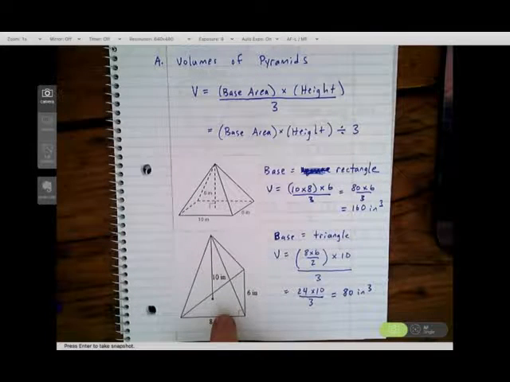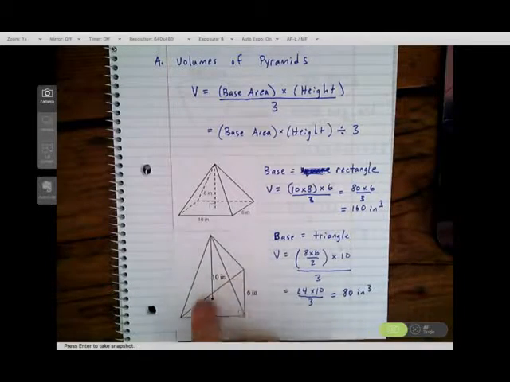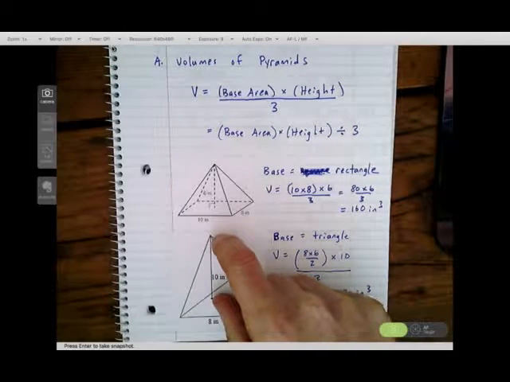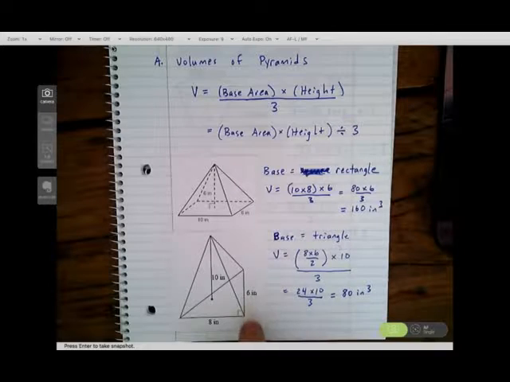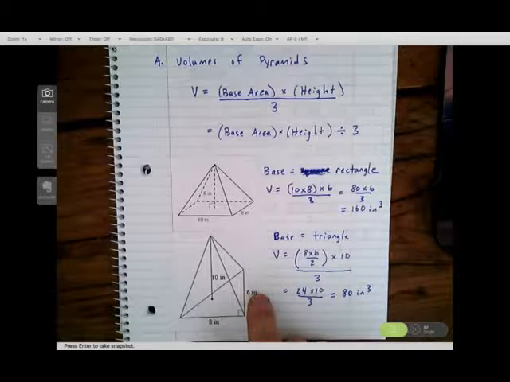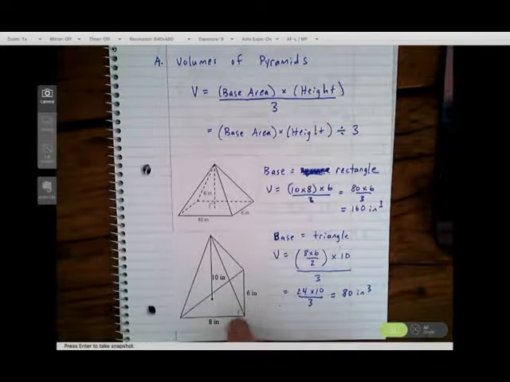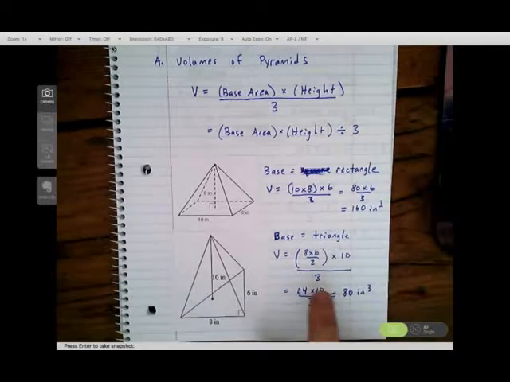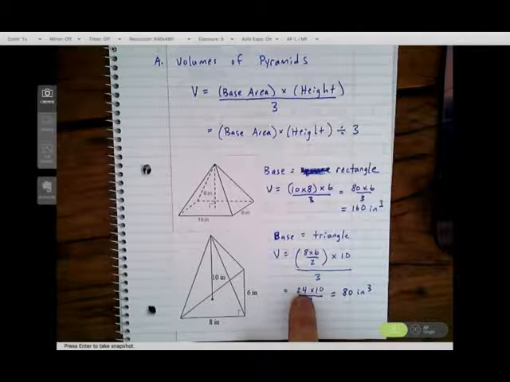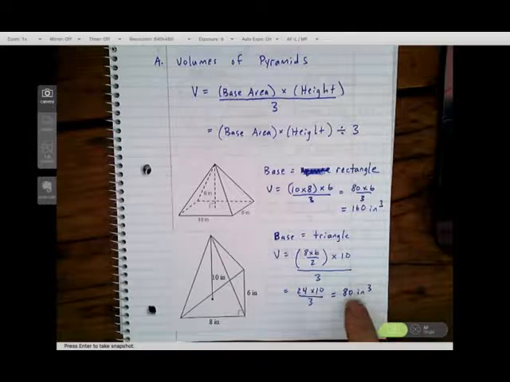Okay, now here's another one. This one's a little trickier. Here the bottom, or the base, is a triangle. Okay, so we need to find the area of this triangle on the bottom, multiply that by the height, which is 10, and then divide that by 3. Okay, so this triangle on the bottom, to find its area, we're going to go 8 times 6 divided by 2. Remember, that's the area formula for a triangle, base times height divided by 2. So 8 times 6 divided by 2 times 10 divided by 3. Okay, 8 times 6 divided by 2, well, that's 24, times 10 divided by 3 is 240 divided by 3, which is 80, and we get 80 cubic inches for the volume of this pyramid.